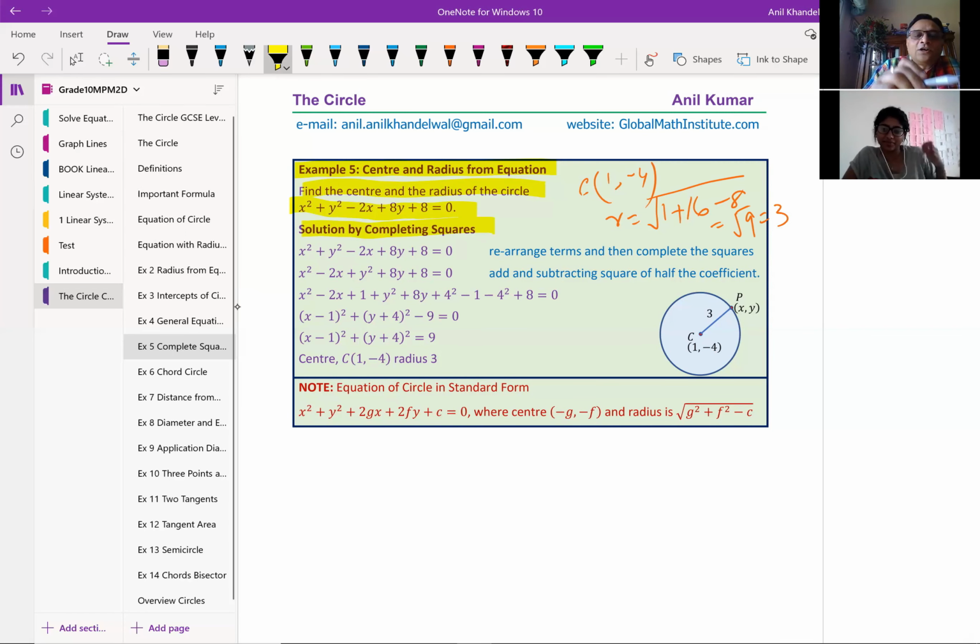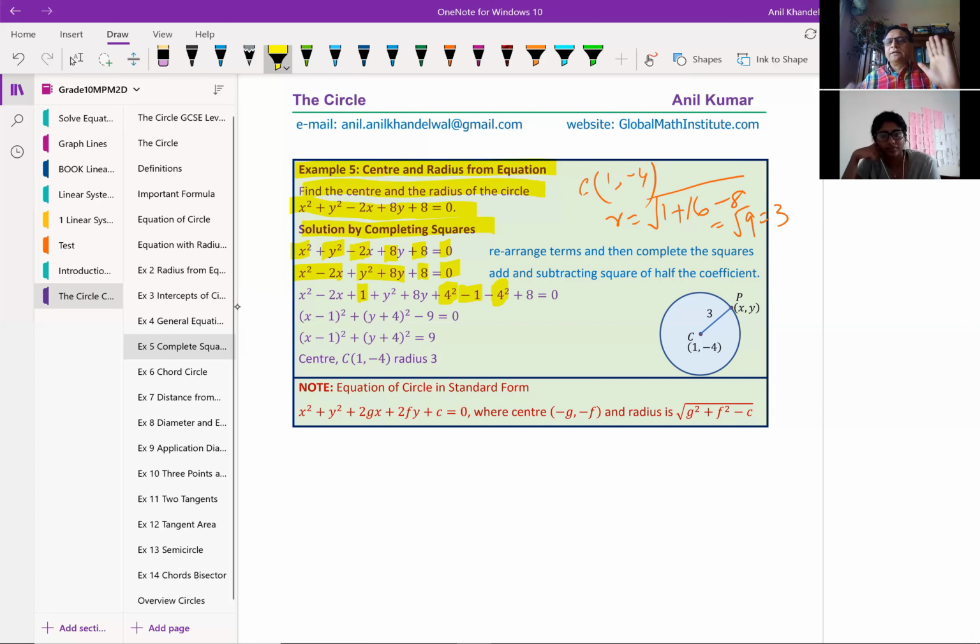Perfect. So what to do now? Well, we have x squared plus y squared minus 2x plus 8y plus 8 equals 0. Rearrange the terms. Bring this x together with x squared, y term with y. Leave the constants aside. Now what? Half of 2 is 1, right? So add and subtract 1 square. You see that? Half of 8 is 4. Add and subtract 4 square. Perfect. Do you see completing the squares?